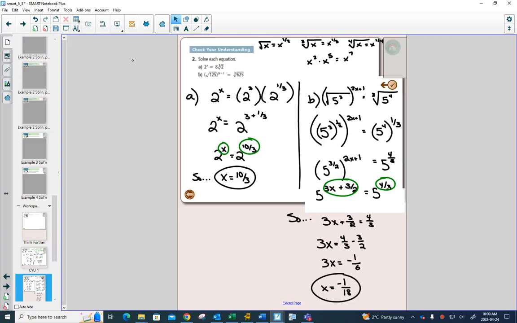So our goal is to get to this step where we've circled the things in green. Our goal is to get both sides to be a single power with the same base. If they're a single power with the same base, then it's going to be just a matter of making the exponents equal to each other and solving from there.